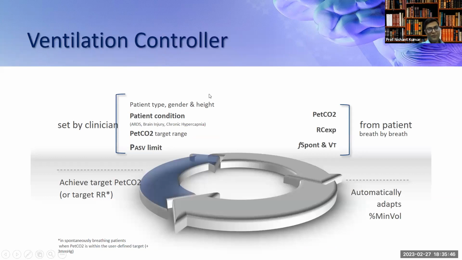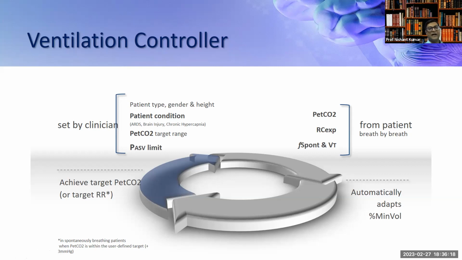So again, we set the patient type, gender, and height. Now remember, in all these newer modes, it is very important to type this in. Patient type means neonate, pediatric, or adult. So these three are very important whenever you are using these control modes. This information has to be fed in before you connect, before you choose these modes.